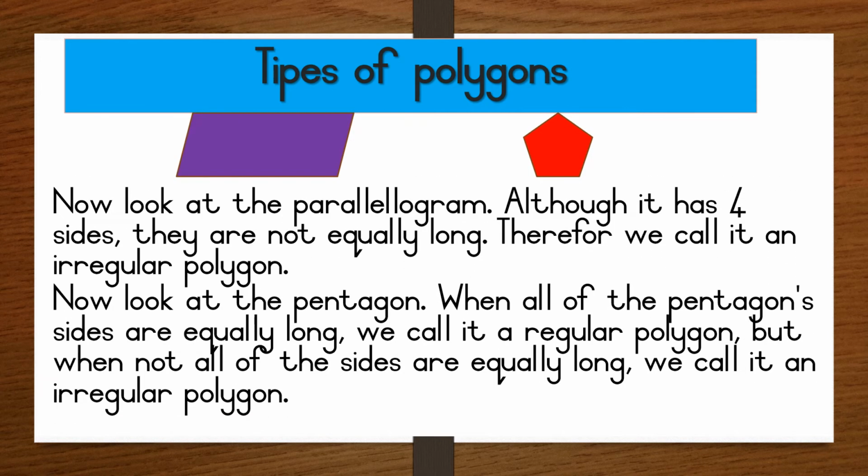Now look at a parallelogram. Although it has 4 sides, they are not equally long. Therefore, we call it an irregular polygon. Now the last one, let's look at a pentagon. When all of the pentagon sides are equally long, we call it a regular polygon. But when not all of the sides are equally long, we call it an irregular polygon.